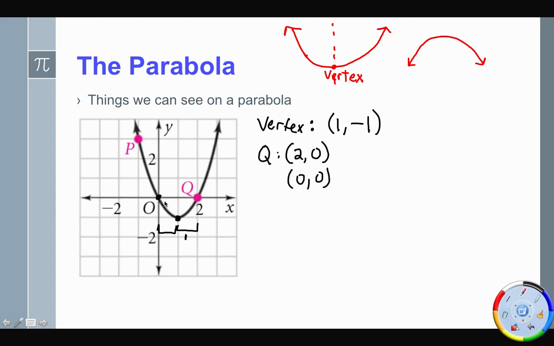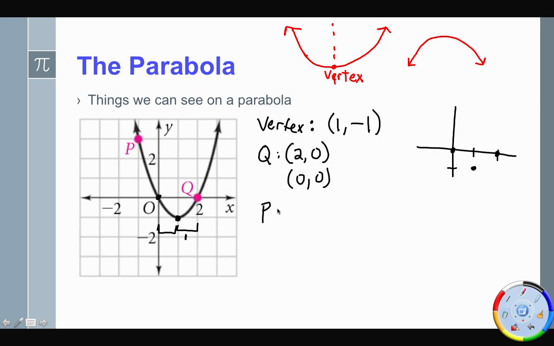And yes, we can see that by looking at the graph, but if we did not have the graph in front of us, we could do this. We could say, okay, I have a vertex at (1, -1), and if I went right 1, up 1, I could also go left 1, up 1 to find 2 more points.